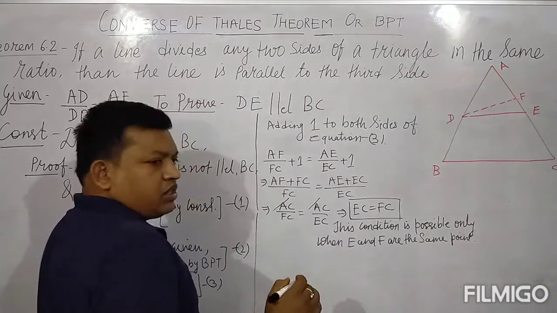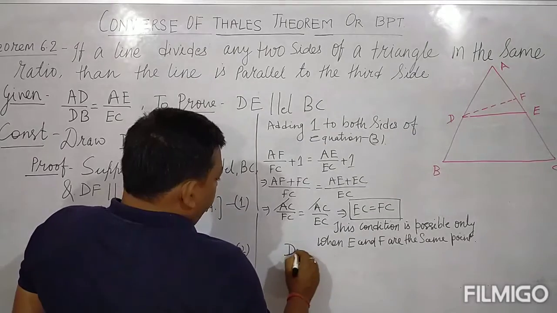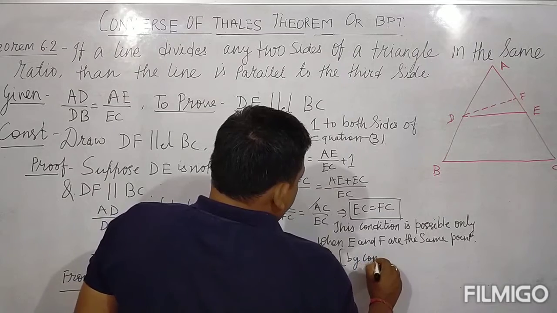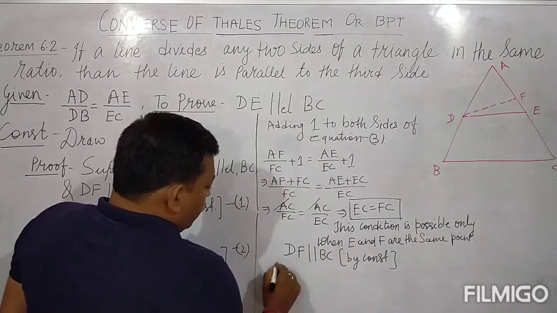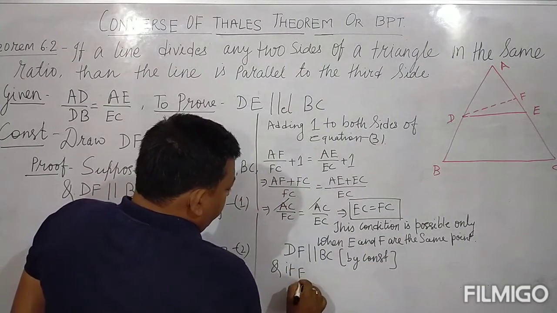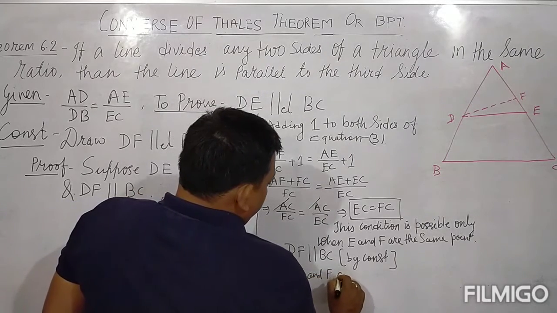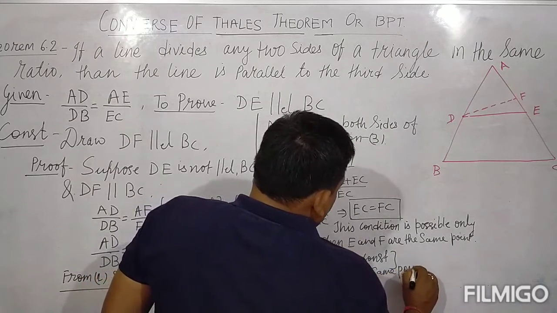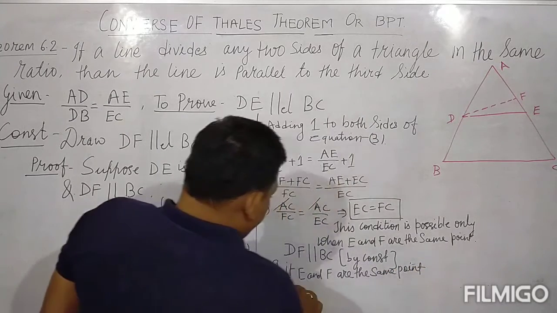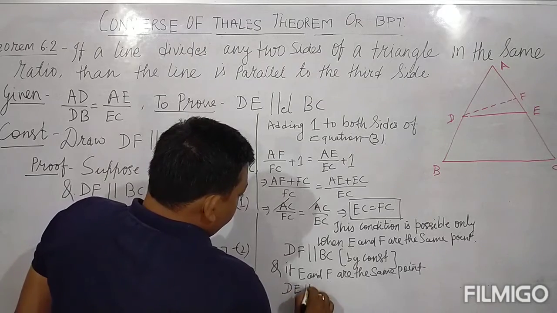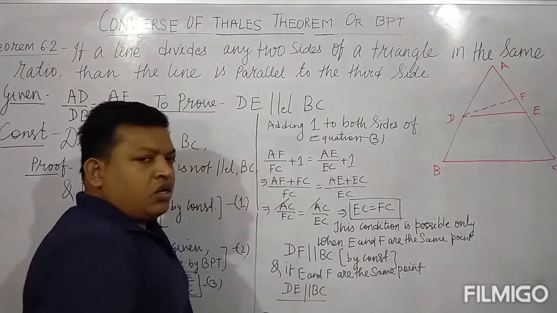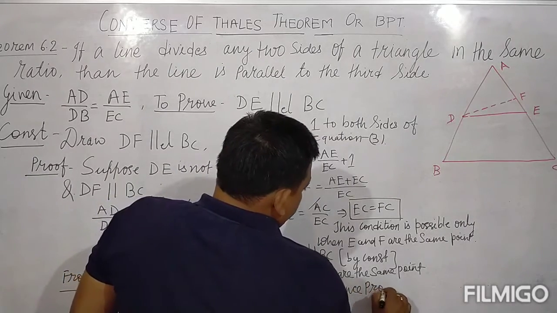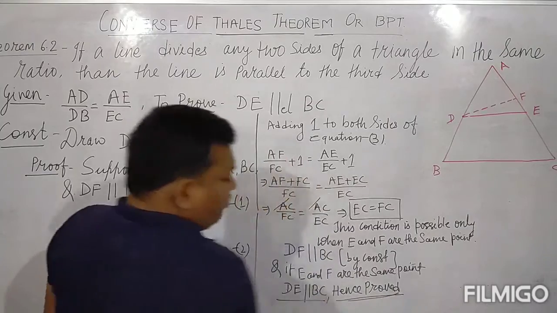So from construction we have written that DF parallel to BC by construction, and if E and F are the same point, so we can write DE parallel to BC. This is the relation we had to prove. Hence it is proved. Hence we have proved that theorem.